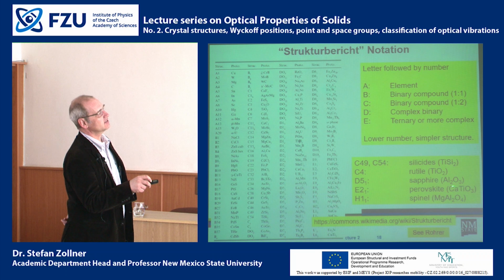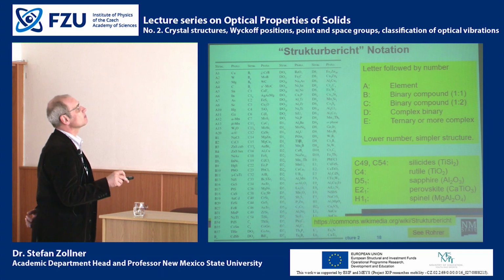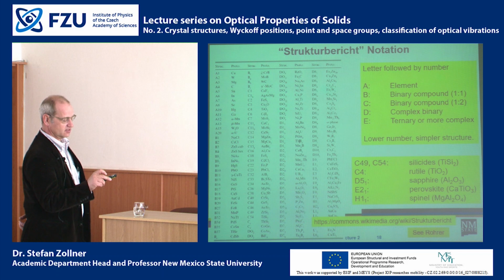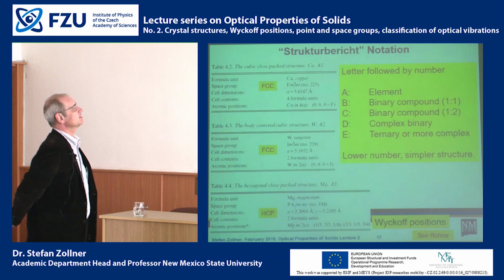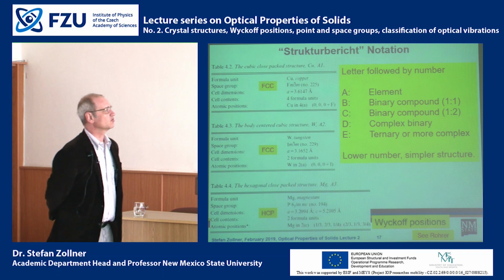And a perovskite, like calcium titanate, starts with an E. Spinel is even more complex and starts with an H. So this is called the Strukturbericht notation. And Rohrer is a very good book which discusses many examples here. And the examples that I'm showing you are taken from Rohrer's book.